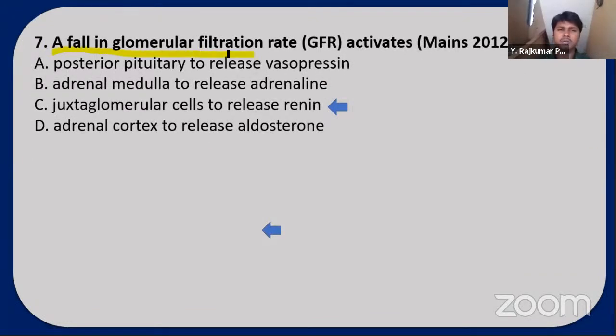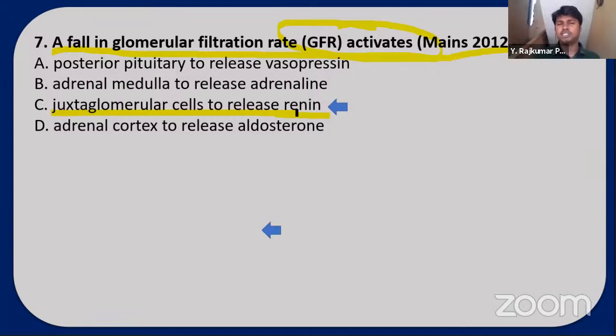A fall in glomerular filtration rate activates what? Whenever the filtration is decreased, they release renin. Okay, renin. Juxtaglomerular cells release the renin. What is the story of renin? Let me tell you. Renin converts the angiotensinogen into angiotensin 1. Okay, angiotensin.